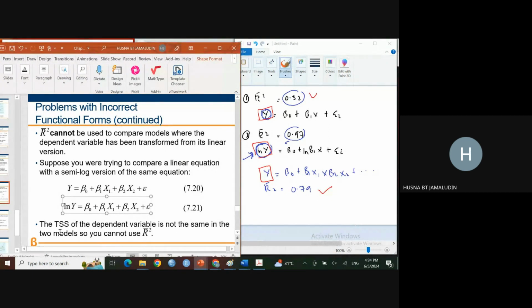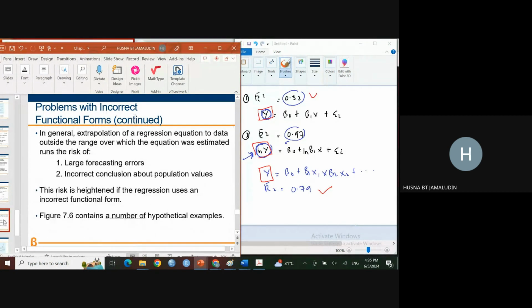So it says that you cannot do that because the total sum of square of the dependent variable is not the same. If you want to compare, you have to make sure that the total sum of square of the dependent should be the same. Okay, in that case, you can compare between the two equations. At the moment, their total sum of squares are not the same. You cannot compare these two different cases.